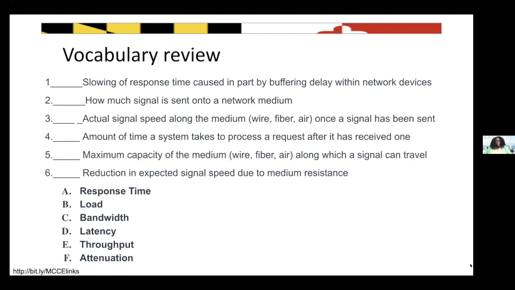And then the amount of time a system takes to process a request after it has received it. Response time. Yes. Then this one, maximum capacity of the medium, would be bandwidth. Yes. And then reduction in expected signal speed due to medium resistance would be attenuation. Fantastic. You got them. Great. Very good.